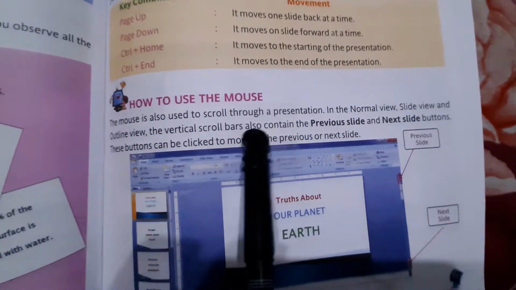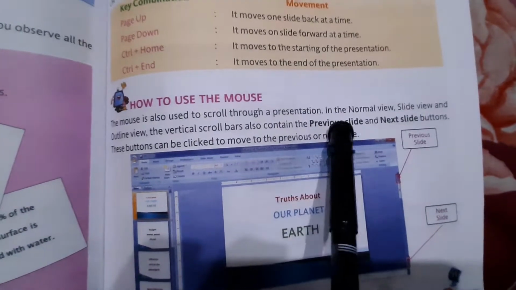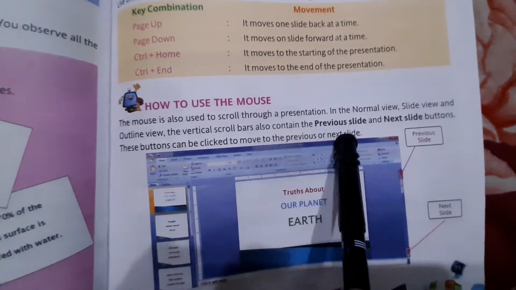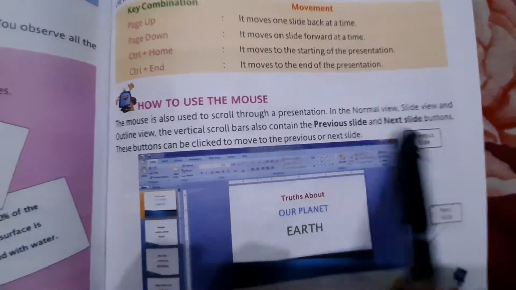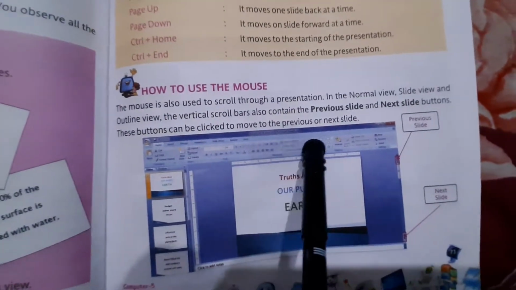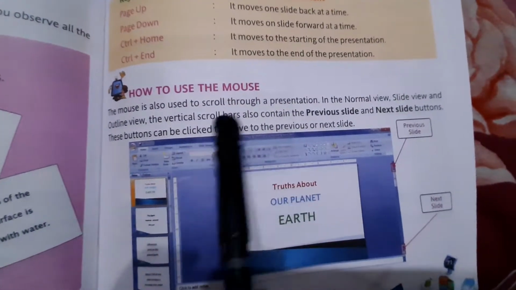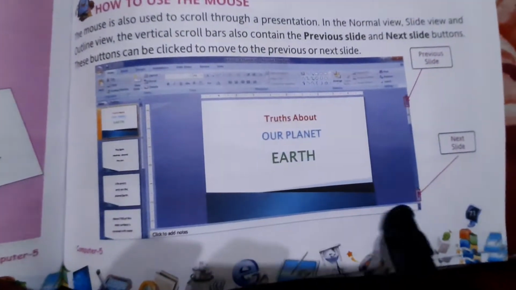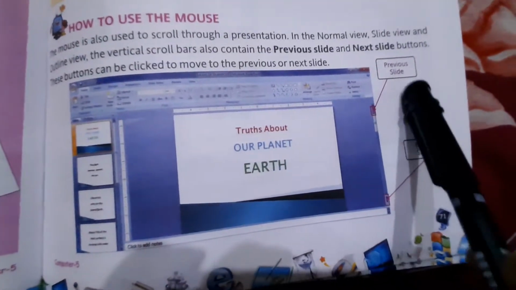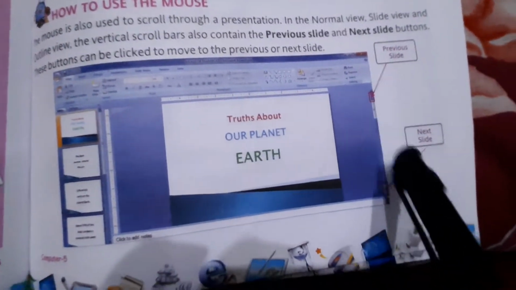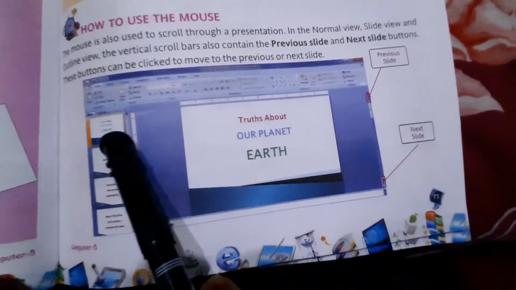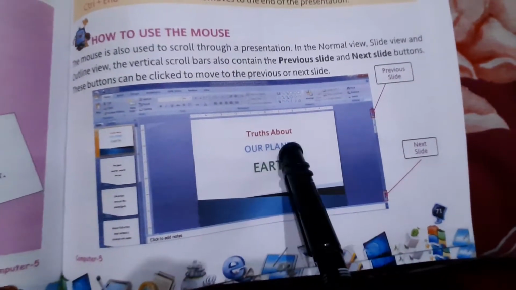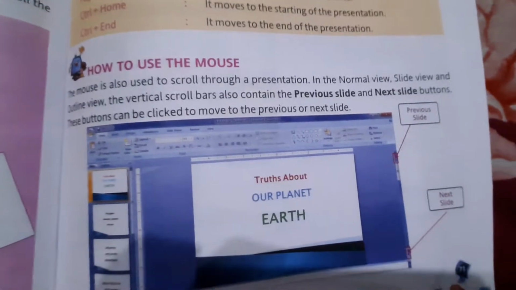The mouse is also used to scroll through a presentation. In the normal view, slide view and outline view, the vertical scroll bars also contain the previous slide and next slide buttons. These buttons can be clicked to move to the previous or next slide. We can use the mouse to go from one slide to another. You can see here the previous slide button and the next slide button. Here also you can just click on the slide and the slide will be shown here. So this way we can use the mouse.